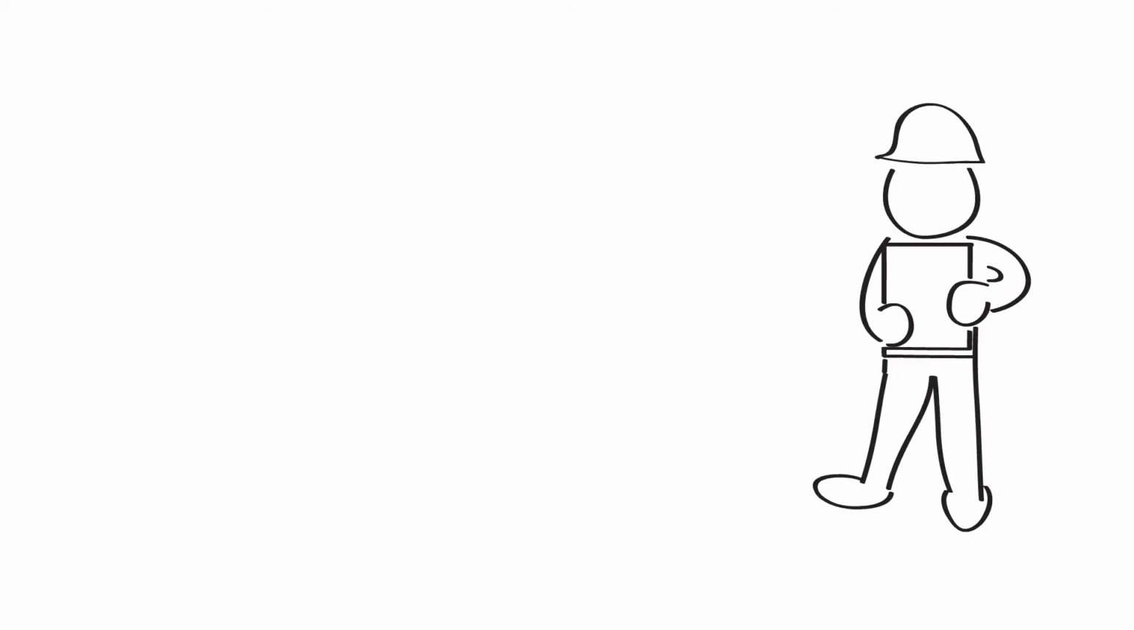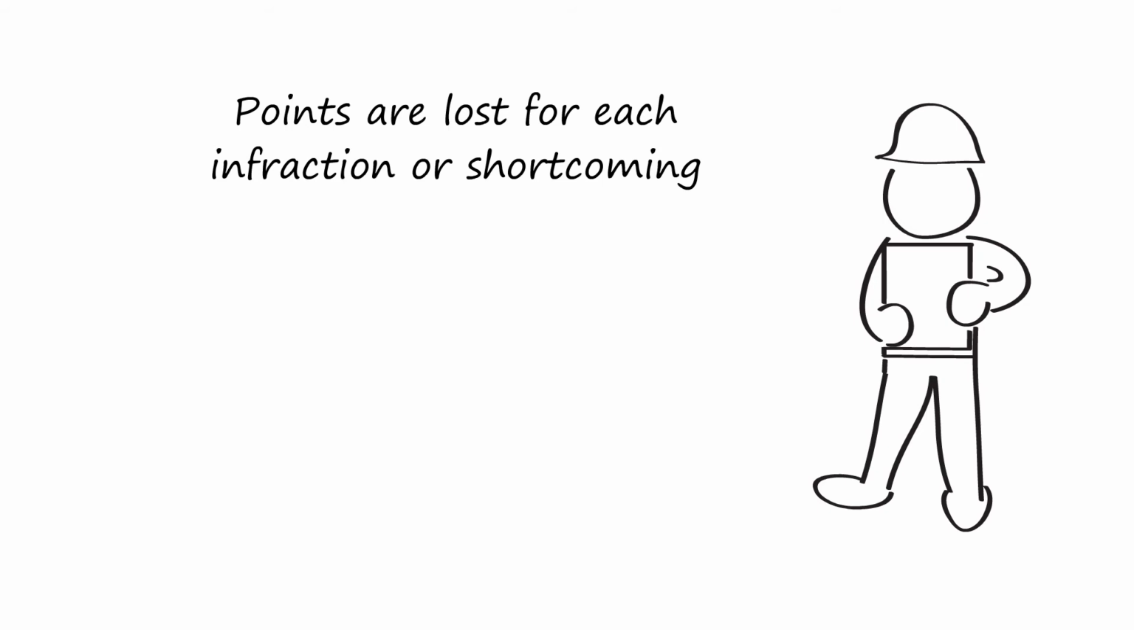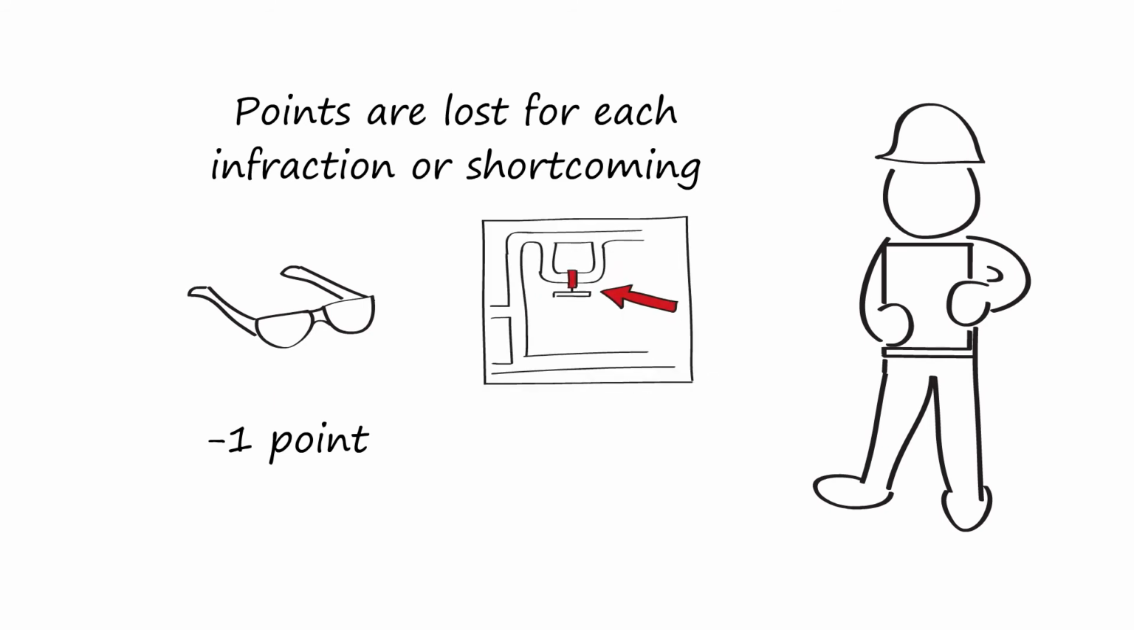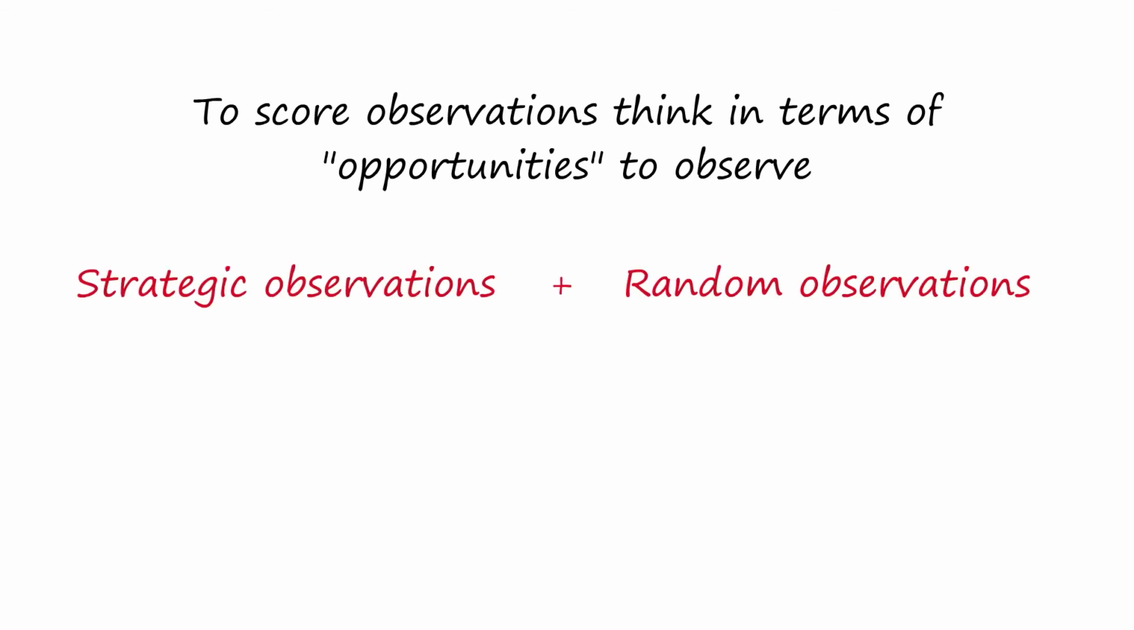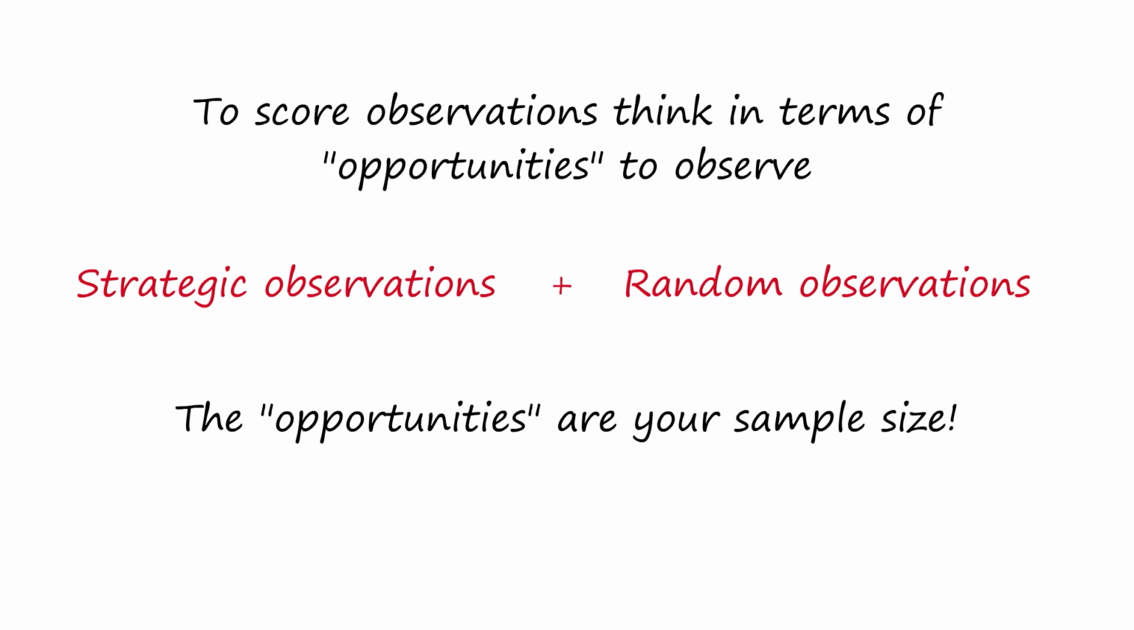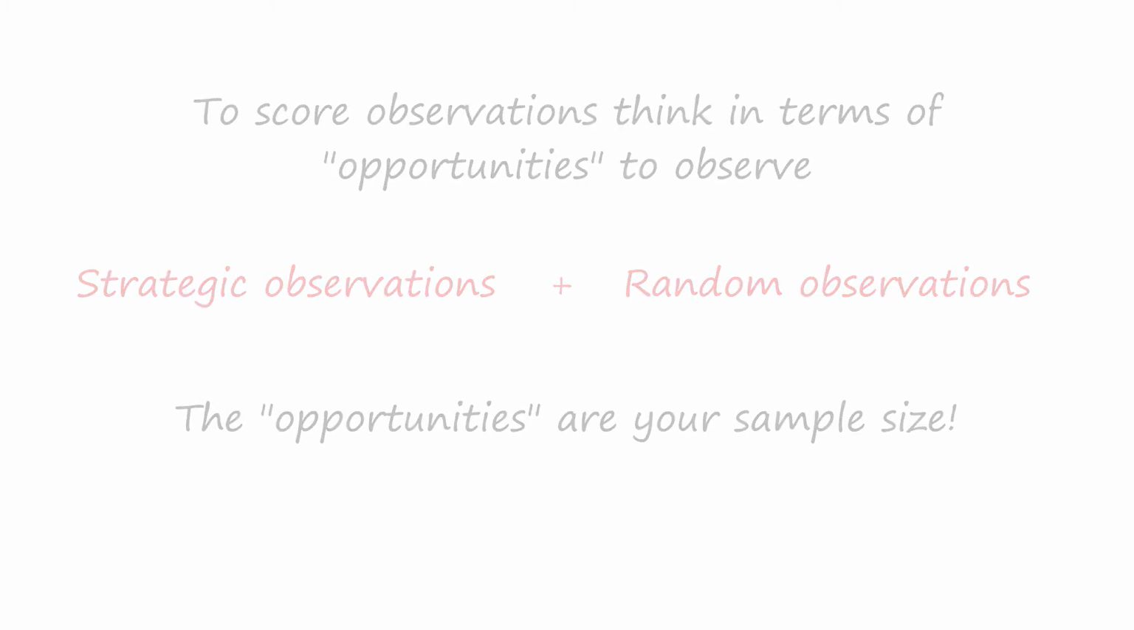Often, with a scored inspection, points are lost for each infraction or shortcoming. A worker not wearing his safety glasses, -1. A guard not secured in place, -5, and so on. In an audit, to score observations, you have to think in terms of opportunities to observe something. And this applies to both strategic and random observations. The opportunities are your sample size.